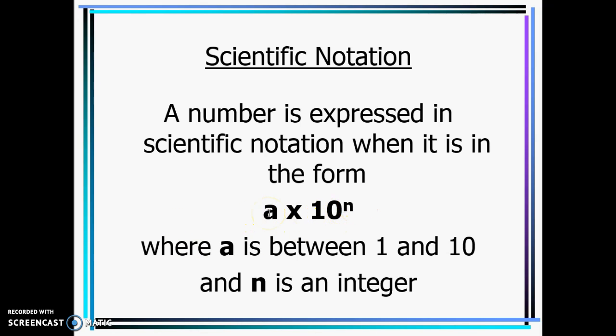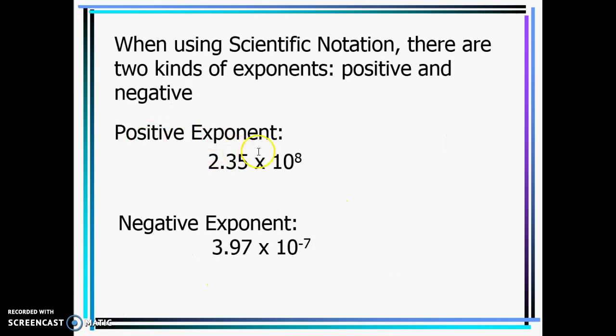A is a number between 1 and 10. And then n is your exponent or your integer. You can have positive exponents. So here you have 2.35 times 10 to the 8th power. And then you can also have negative exponents, 3.97 times 10 to the negative 7 power.